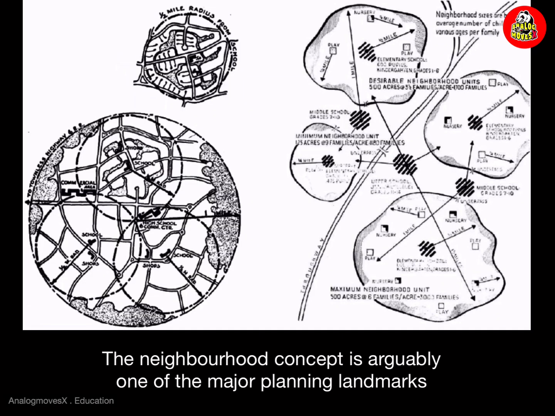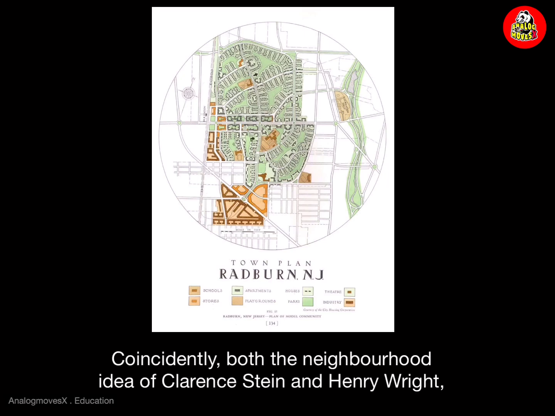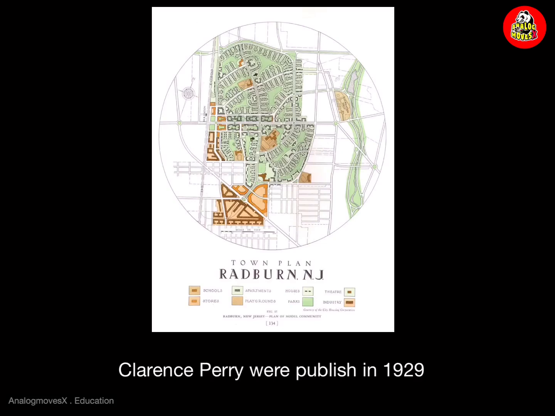The neighborhood concept is arguably one of the major planning landmarks that shaped the urban form of the 20th century city in many countries. Coincidentally, both the neighborhood idea of Clarence Stein and Henry Wright, exemplified in their plan for Radburn, and the neighborhood unit idea of Clarence Perry were published in 1929.